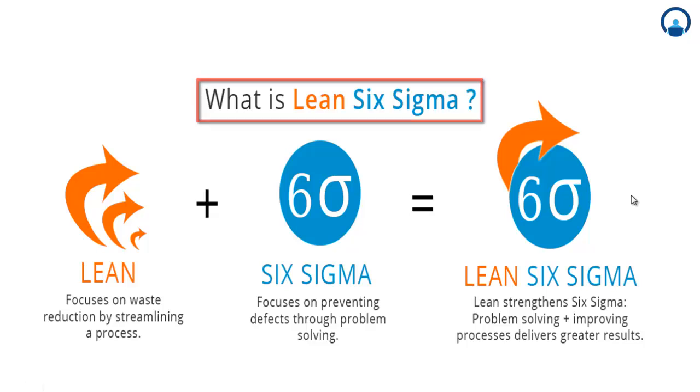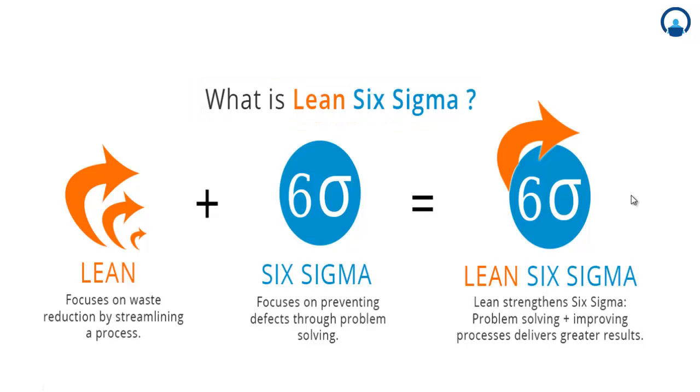So what is Lean Six Sigma? Let us look at it as 2 P's. Lean plus Six Sigma is equal to Lean Six Sigma. Lean focuses on waste reduction by streamlining a process. Six Sigma focuses on preventing defects through problem solving. It also means the reduction of defects. Something common to both Lean and Six Sigma is reduction of variations. Now summing up the two becomes Lean Six Sigma. Lean strengthens Six Sigma. Problem solving plus improving processes delivers greater results.